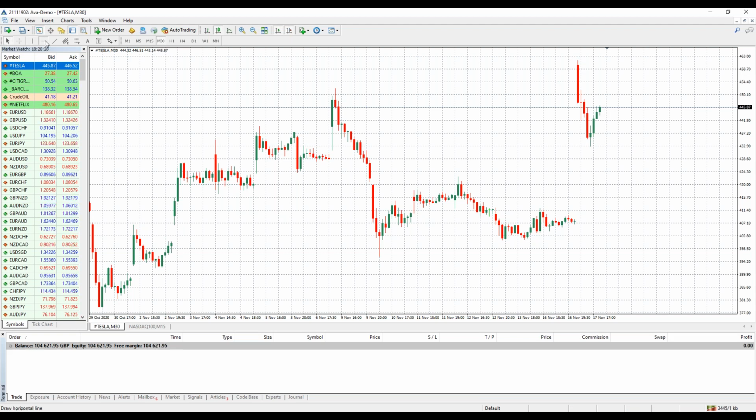So what I see here on Tesla is a support level right here. Okay, there's our support at the top of the gap. So the question is, okay, what do you do? Well, you have some different options.